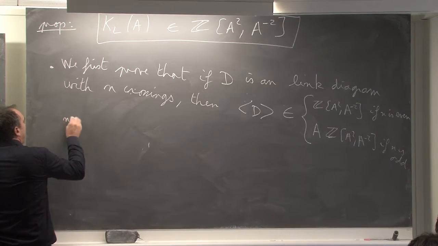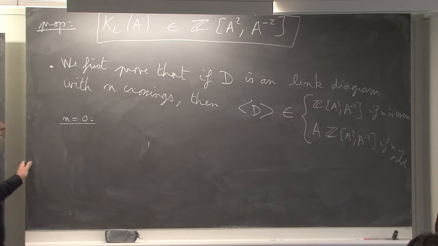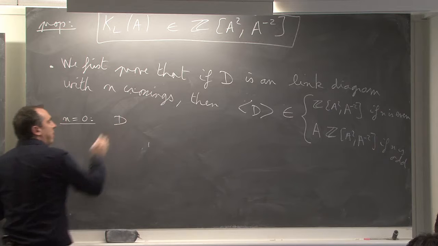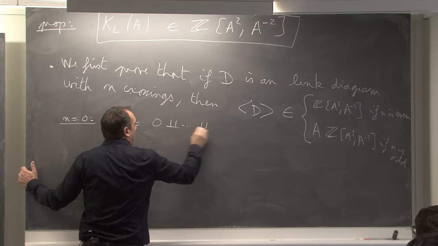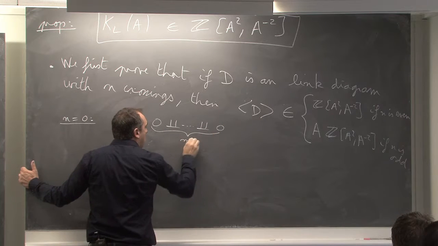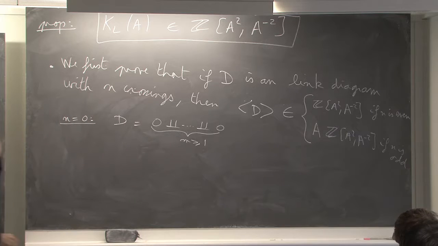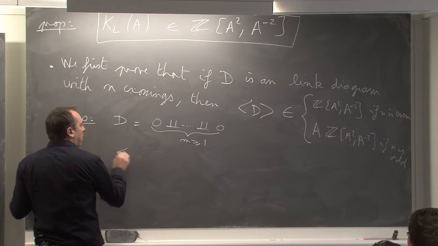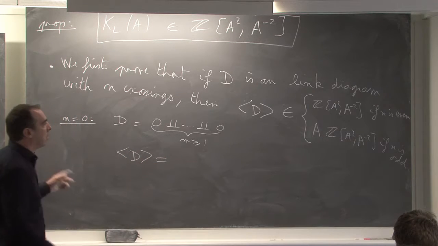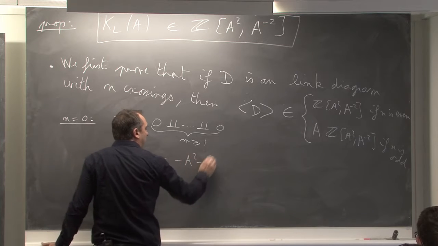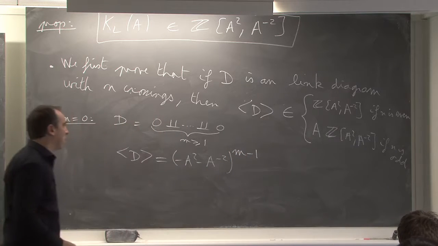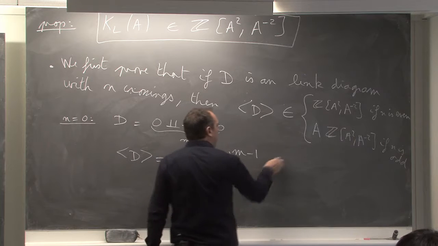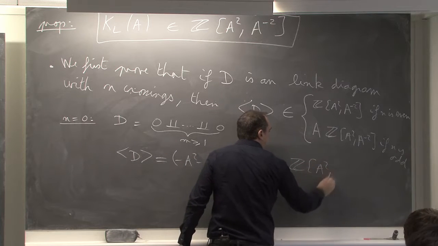So let us look at the case where there is no crossing. So clearly, D is isotopic to the disjoint union of circles. And so if you use property 2 and 3, we obtain that the bracket of D is what? Minus A square minus A to the minus 2, to the m minus 1, which is indeed a Laurent polynomial in A square.